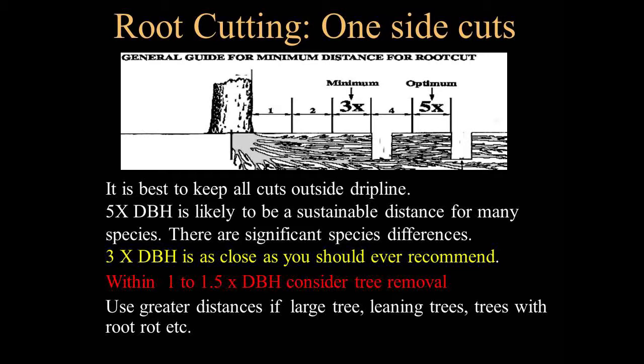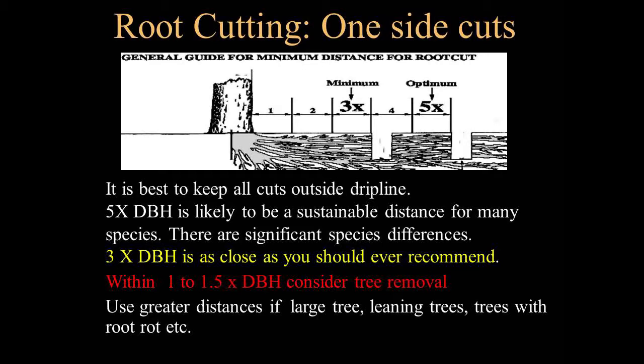Okay, so one-sided cut. What's our bottom line? Obviously, we'd like to keep all root cuts outside the drip line. If you can do that, the tree's not going to miss a beat. Is that possible on the sites you're working on? No, the sites are just too small. We think that if you can keep cuts 5 times the trunk diameter away, you're not going to have any problems. We think that's very sustainable.